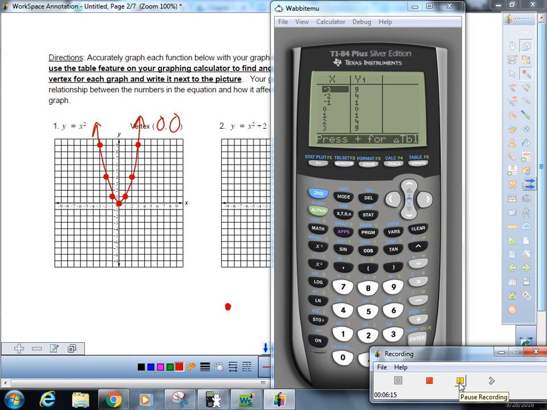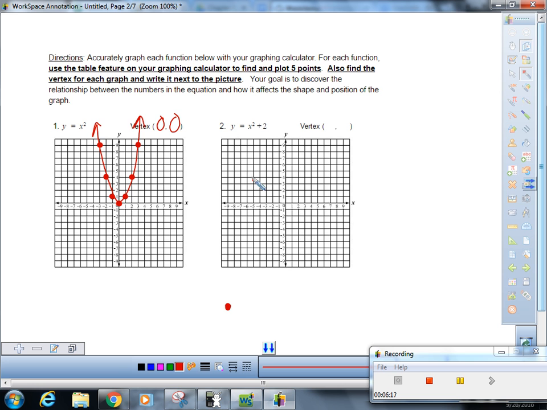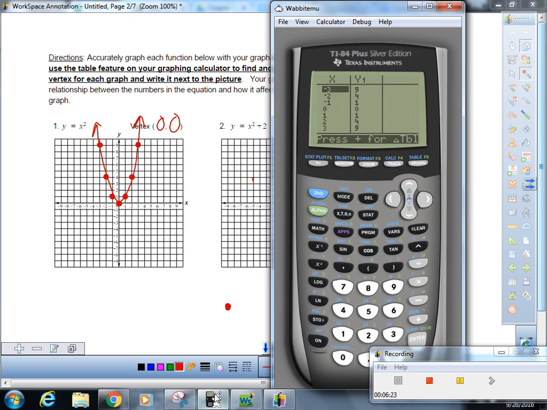Okay, so now we're going to do number 2 together. I want you to type in y equals x squared plus 2. I go back to my y equals, clear it, x squared plus 2. And I'll start by graphing it. So what happened to the graph? It got shifted up. Now let's look at our table.